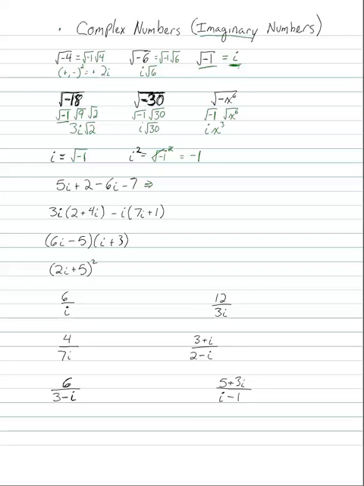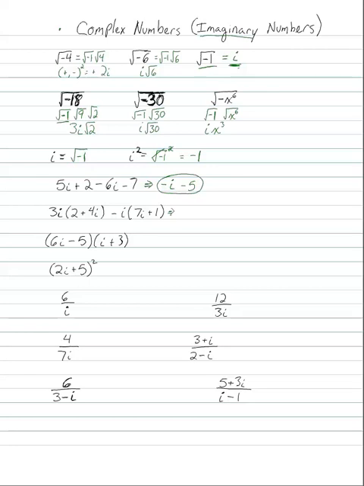So for combining imaginary numbers, we just combine. 5i plus 2 minus 6i minus 7. We get minus 1i, so minus i, minus 5. And that's it. I don't have to change it to radicals. Really, if it starts in i, you can just leave it in an i. Simplify as much as you can in the meantime.